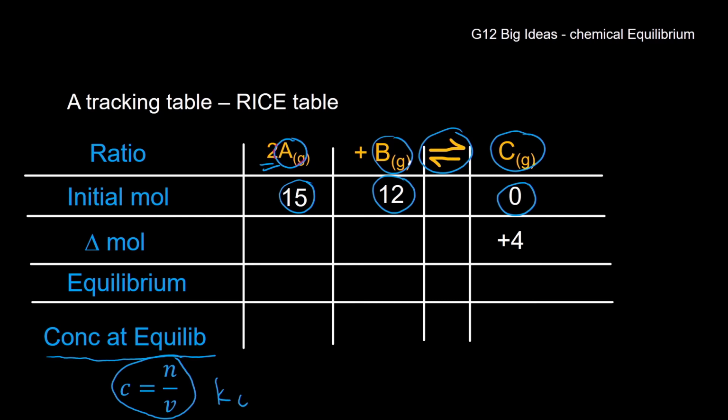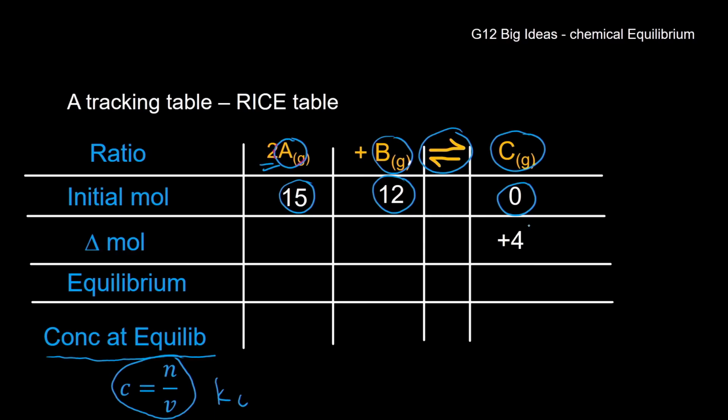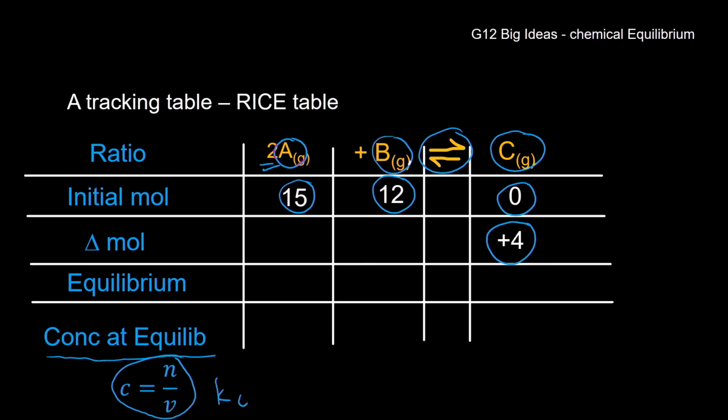Now, I'm telling you, I'm giving it to you, that in this reaction, there is a change in the product, and the change is 4 mole. So that means that 4 mole of C is formed during the reaction, and so at equilibrium, I will have 4 mole of C.